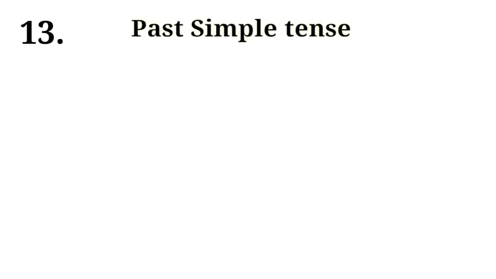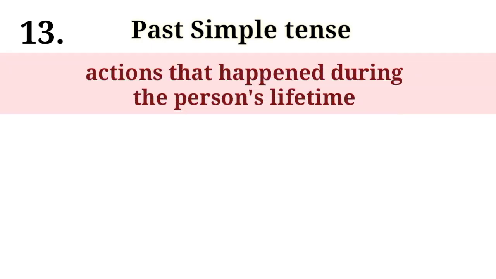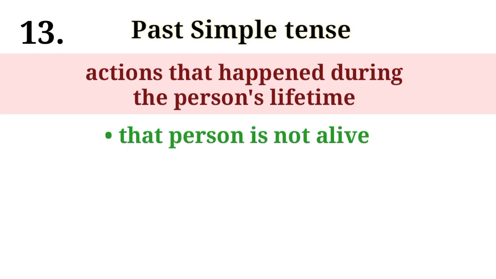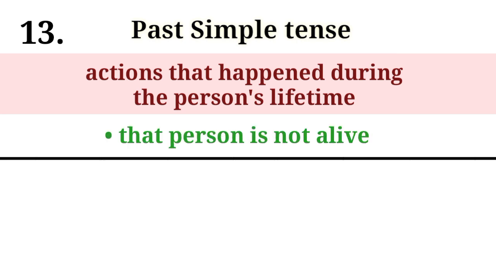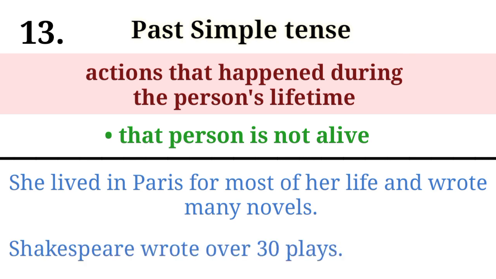Last, you can use the past simple tense to describe actions that happened during a person's lifetime, when the person is no longer alive. For example, she lived in Paris for most of her life and wrote many novels. Shakespeare wrote over 30 plays. This was during his life, and we all know he is dead. So the period of time is finished.